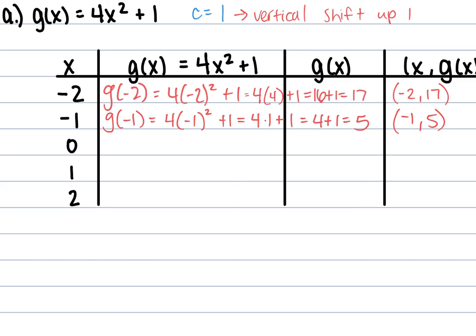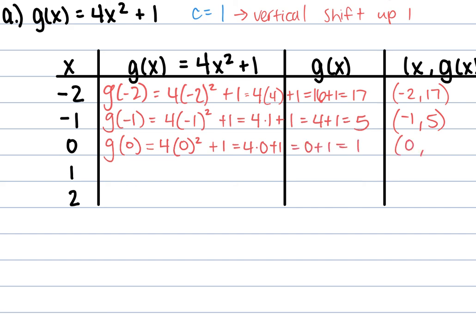All right, Issa, do the third one. Okay, so you do g of 0. So then that would be equal to 4 parentheses 0 squared, plus 1. And 0 squared is just 0. So then 0 times 4 is 0. And then 0 plus 1 is 1. So the point would be 0, comma 1.